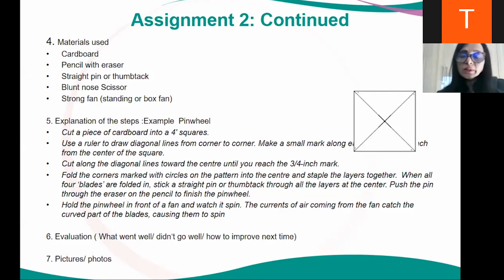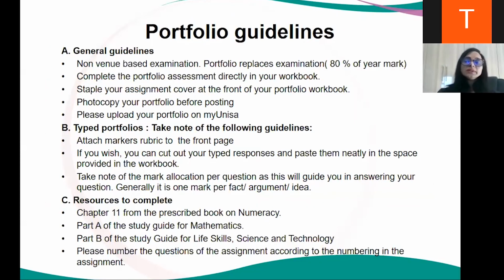And then when it comes to pictures and photos, I suggest that you take pictures or photos using your cell phone. Because you're not in a classroom now, that's the easiest. If you don't want to use a cell phone, you can draw and scan your pictures. But the most convenient one is to use your cell phone. So that is what assignment 2 is all about. Simple, isn't it? Now, let us move to the portfolio guidelines.